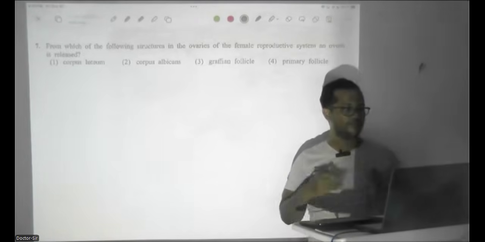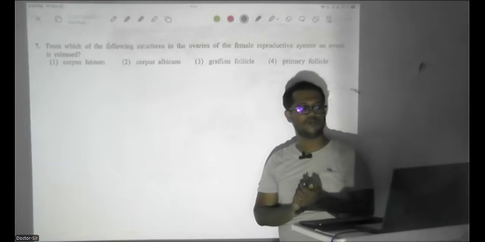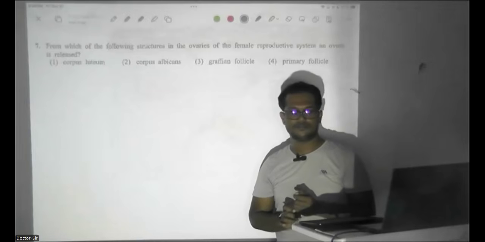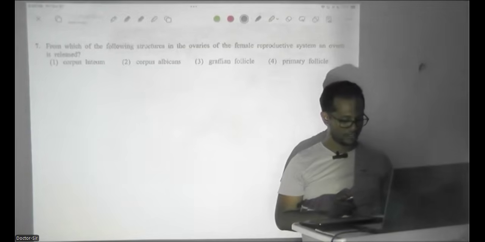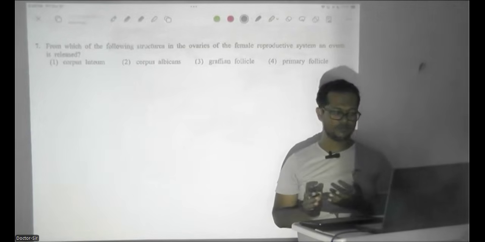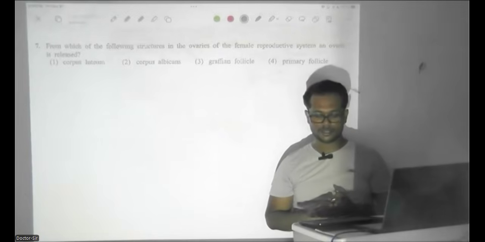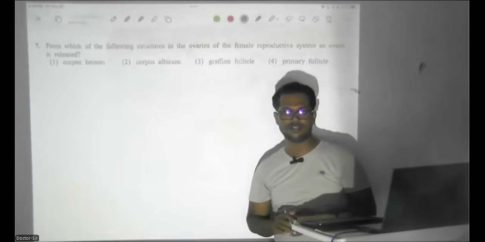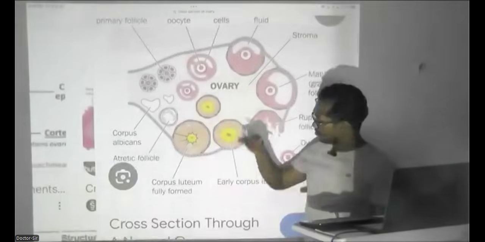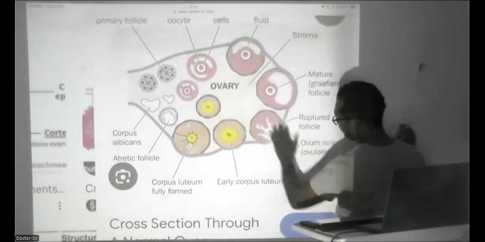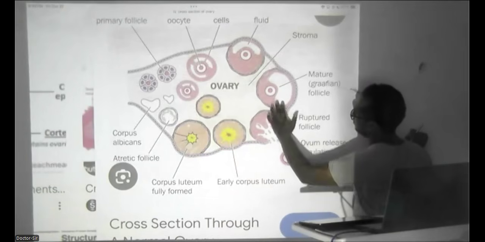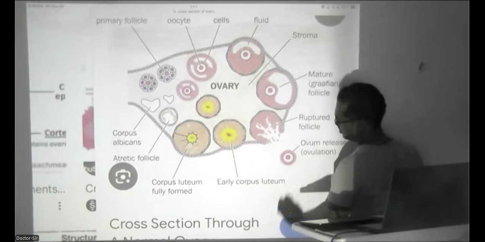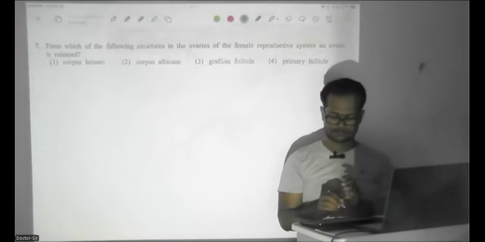From which of the following structures is the ovum released from the reproductive system? Tell me the answer. Corpus luteum, corpus albicans, Graafian follicle, or primary follicle? If you carefully look at this, the mature ovum is released from the Graafian follicle stage. So the answer for this question is the Graafian follicle. Yes, correct.